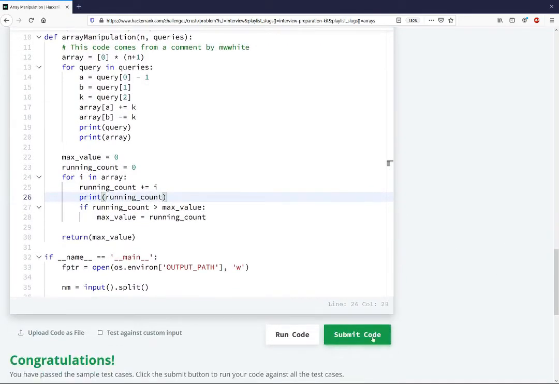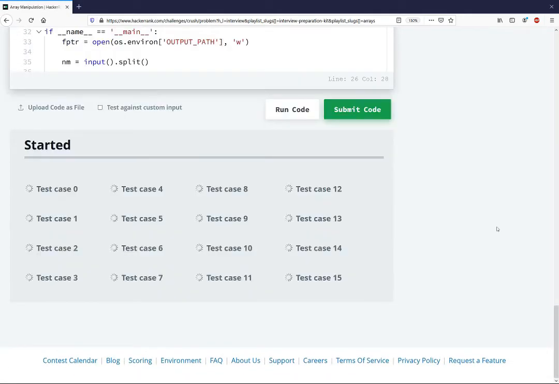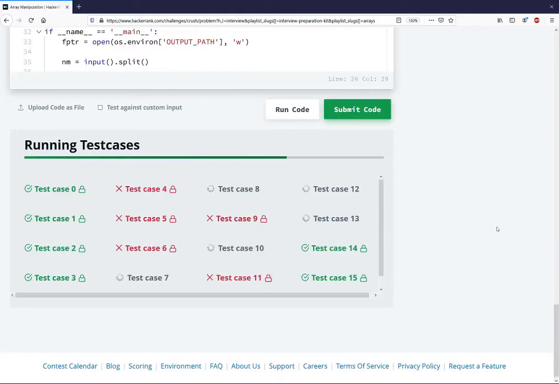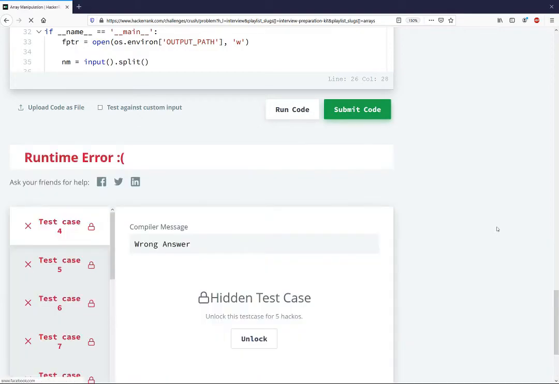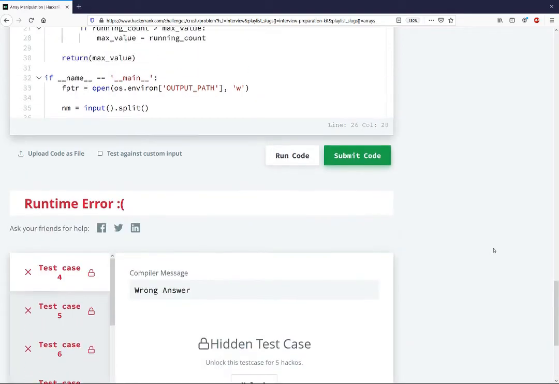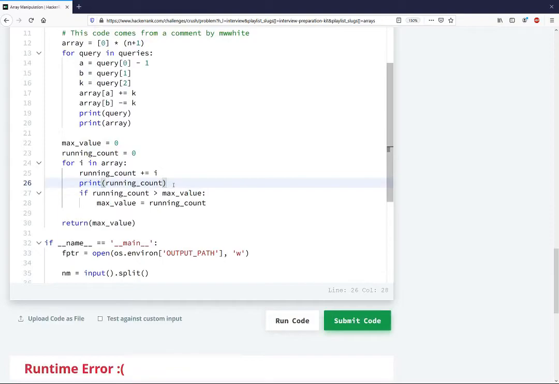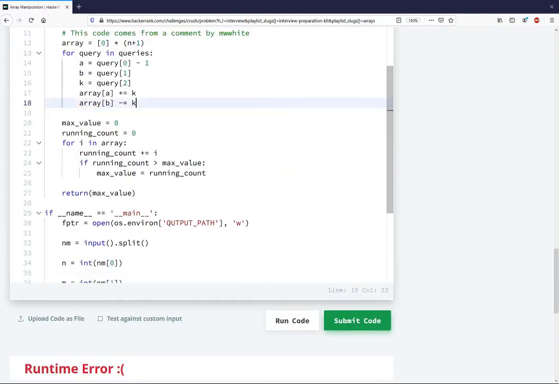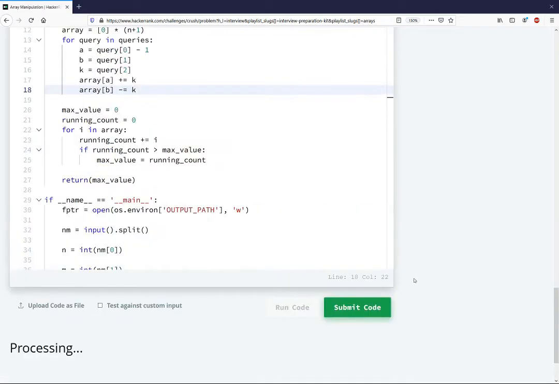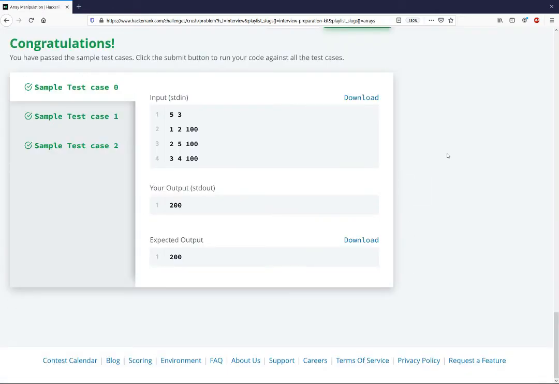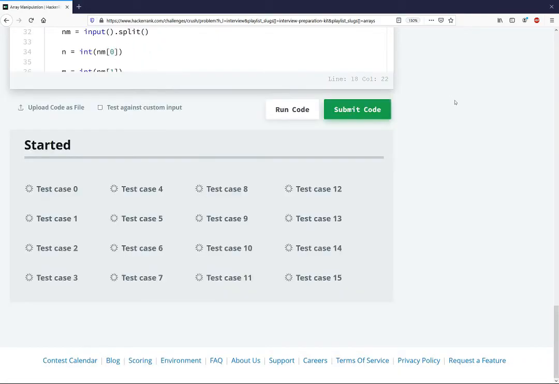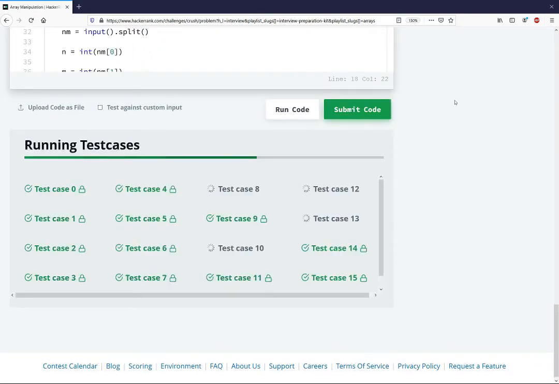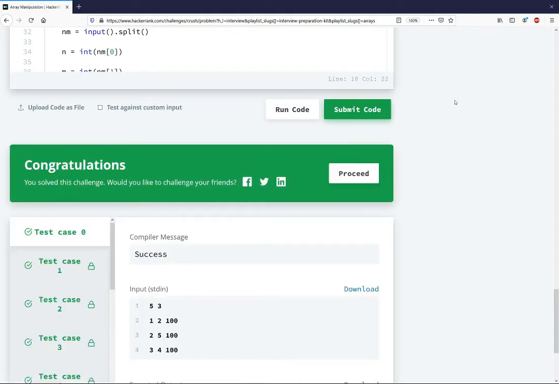Let's go ahead and submit the code and see if we've optimized it enough to make it, ooh. It didn't. Oh, maybe that's because I'm printing things. Wrong answer. Well, that seems weird. Let's try this again. Oh, all right.